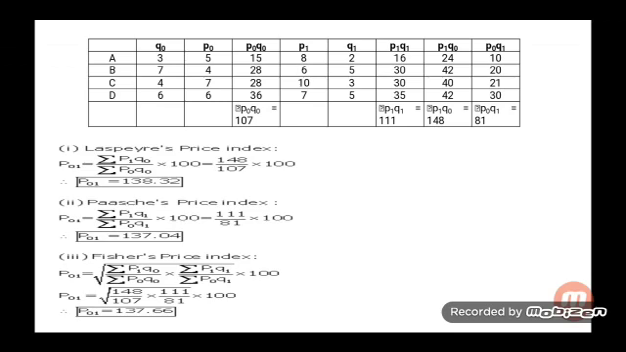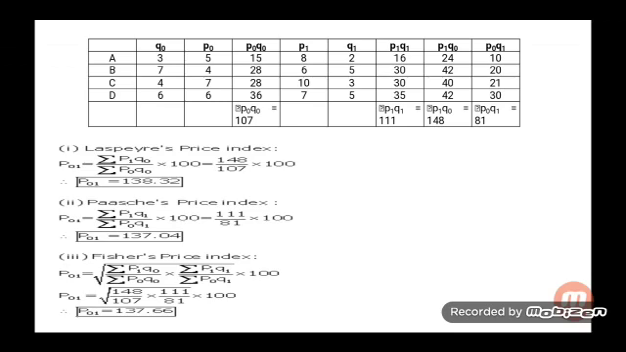Now, the last one, Fisher's price index number. The formula is under root sigma P1 Q0 upon sigma P0 Q0 into sigma P1 Q1 upon sigma P0 Q1. हम सेम वैल्यूज़ यहाँ पे भी पुट कर रहे हैं. 148 upon 107 into 111 upon 81 under root के अंदर है into 100. When you will solve this with the help of a calculator, you will get 137.66. I hope it is clear how to calculate weighted aggregative method.